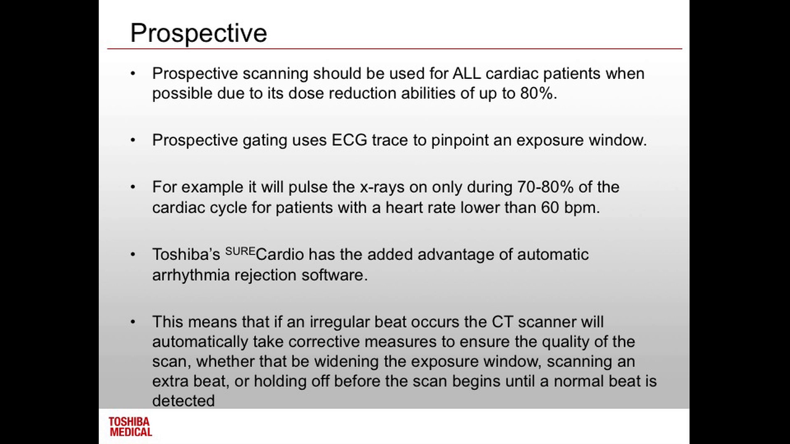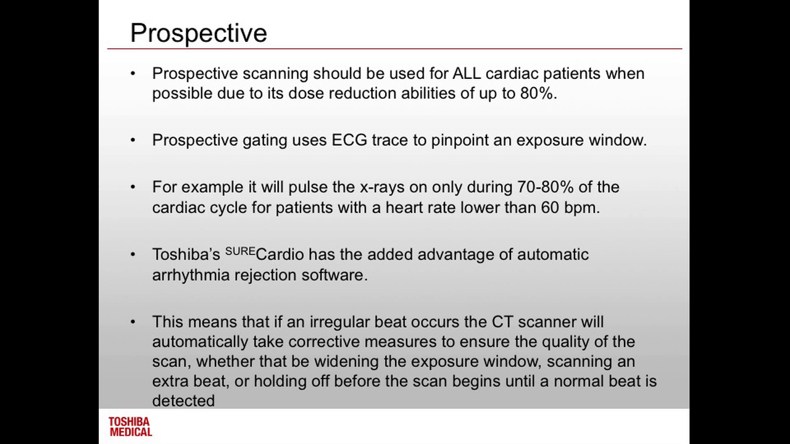So prospective, we're not going to read all that. Prospective scanning is what the machine does. It anticipates the dose. So rather than turning the x-rays on for the whole ECG trace or the whole scan, or for your sake, from one R cycle to the next R cycle, we selectively just choose a little bit right in diastole, which is usually between 70 and 80%.